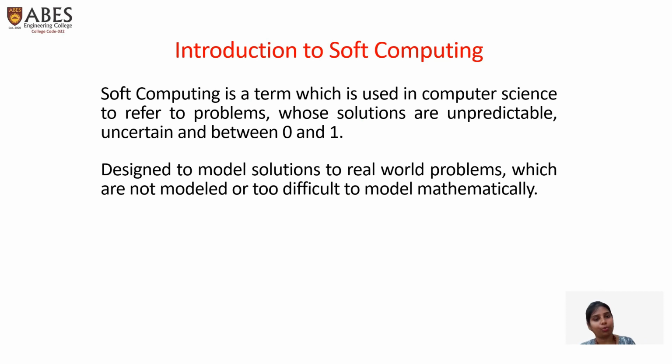So, what is soft computing? In computer science language, we can say that soft computing is a term which is used in computer science to refer to the problems whose solutions are unpredictable or uncertain between 0 and 1. There are some problems in computer science which cannot be defined as only 0 and 1. It can be values in between 0 and 1. Then we will use soft computing.